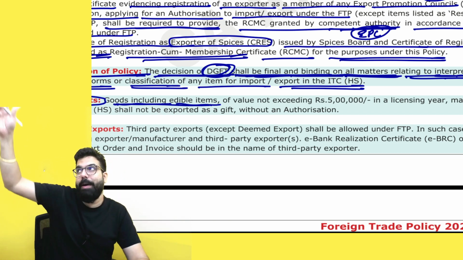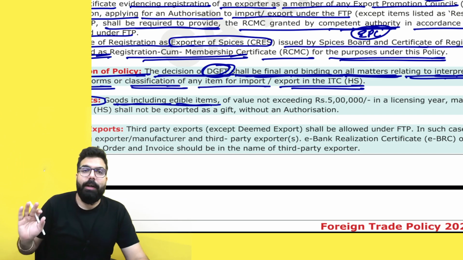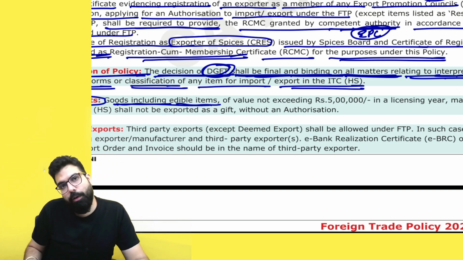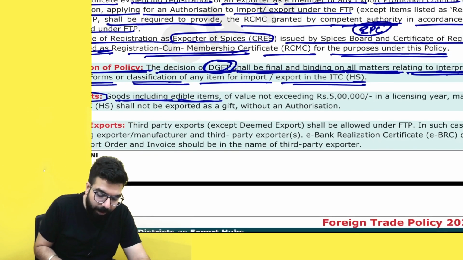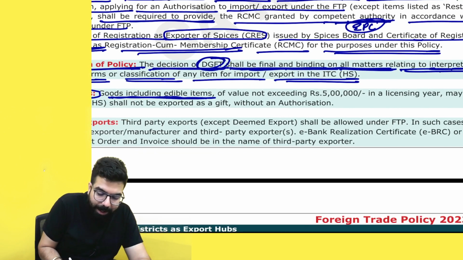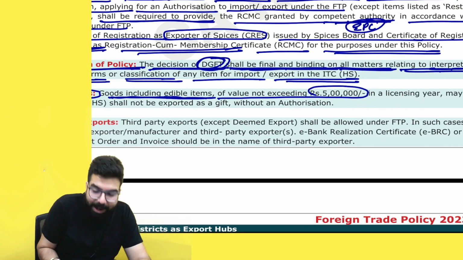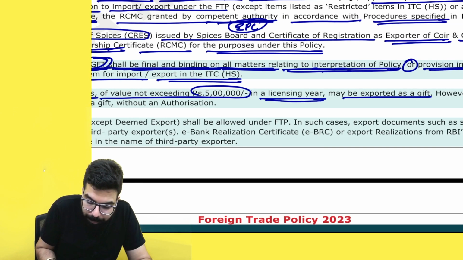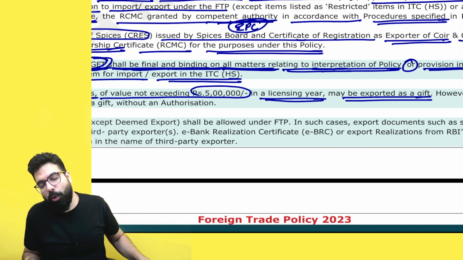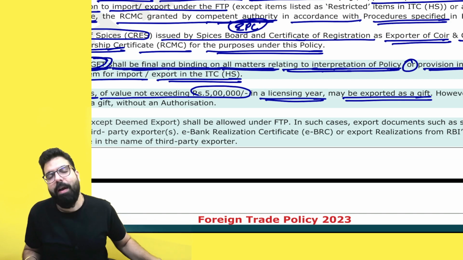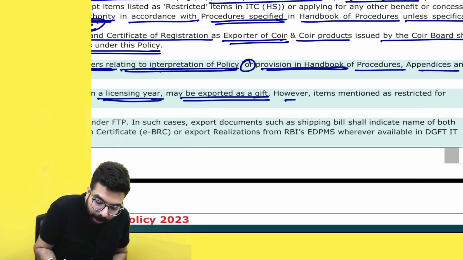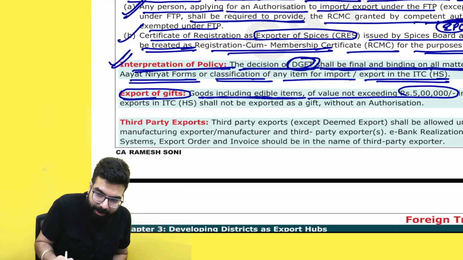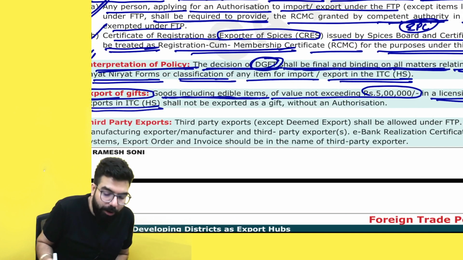For example, my son is staying in the US. Sir, can I export as a gift? They are telling over here, export including edible items of value not exceeding 5 lakh rupees. Remember, the maximum is 5 lakh rupees in a license year that may be exported as a gift. How much export can I do in a year as a gift? 5 lakh rupees. Okay? However, items mentioned as restricted for export in ITC-HS.